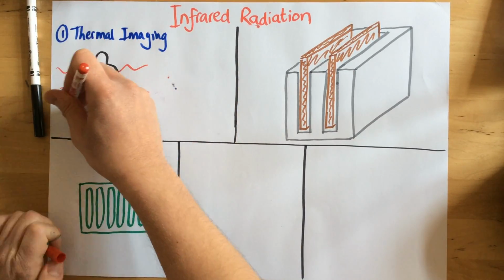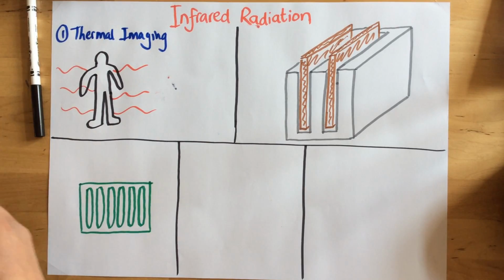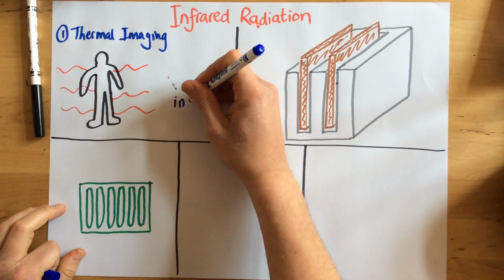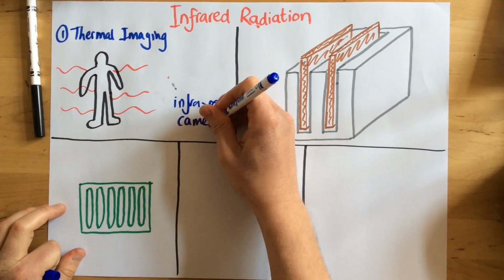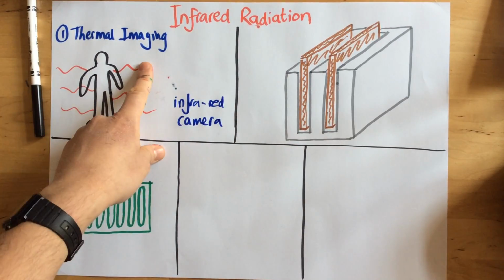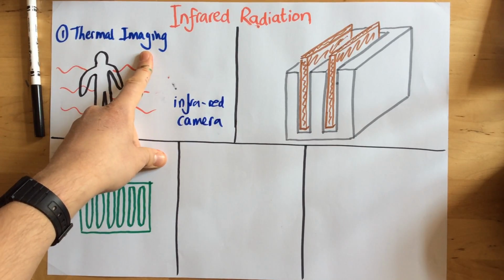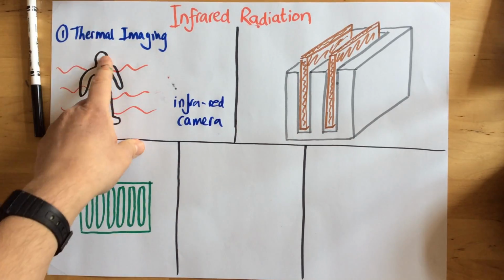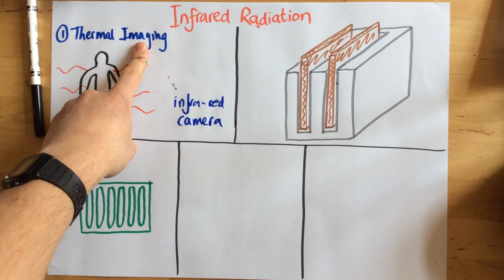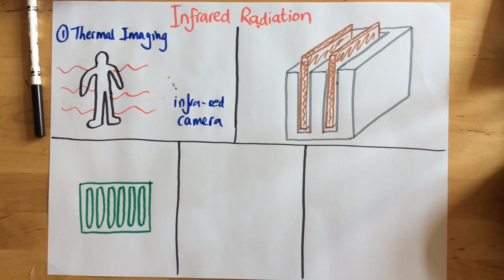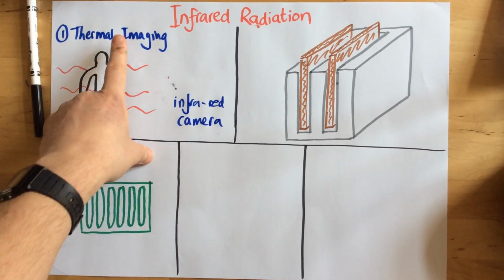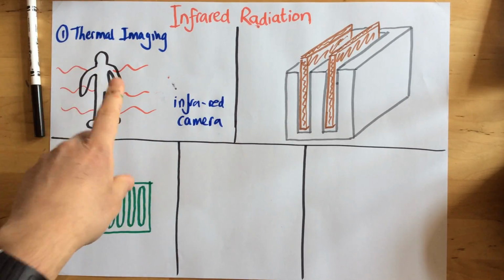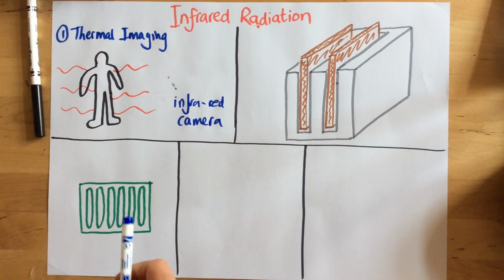but we can use equipment called infrared cameras that can detect this infrared radiation in order to create an image, hence thermal imaging, creating an image using heat. Now, often police can use it to see suspects that are trying to escape and hide in the dark. They often have infrared cameras fitted on helicopters if they're chasing suspects.